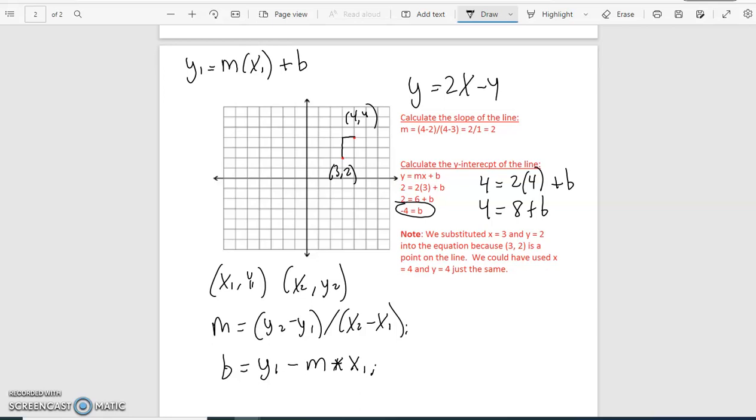Okay, so in general, if you have 2 points, you can find the slope this way, and then once you have the slope, use a point, x1, y1, or x2, y2, to calculate b.